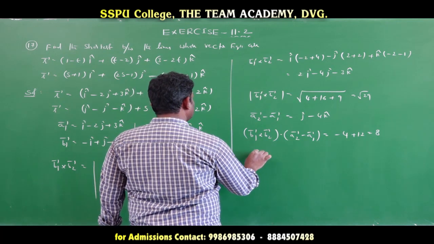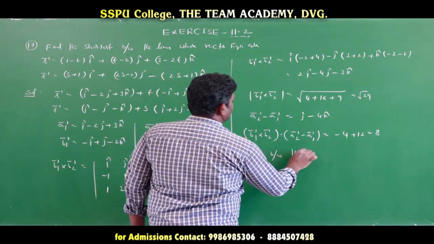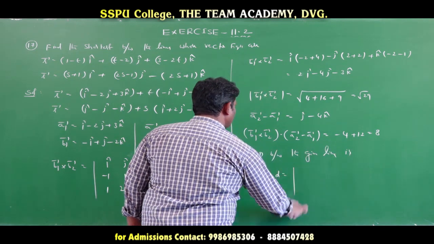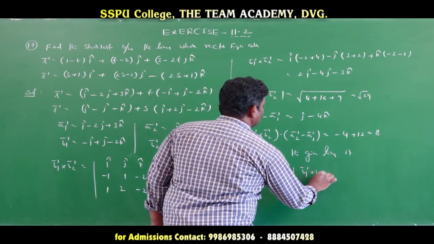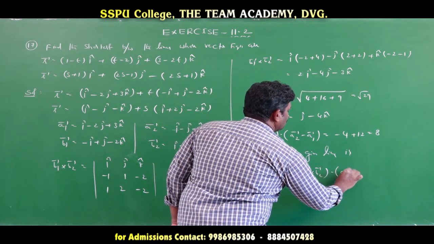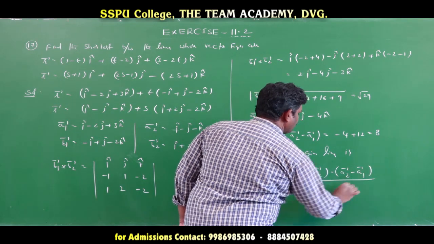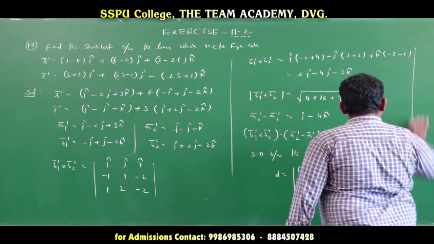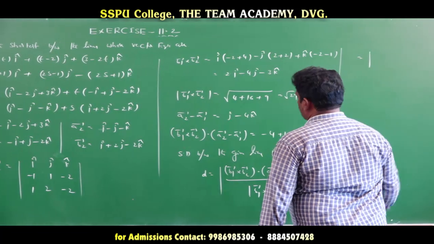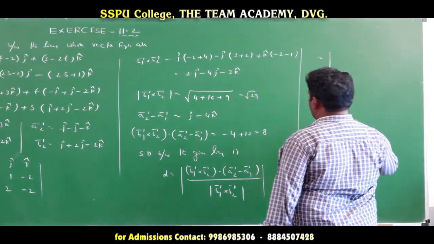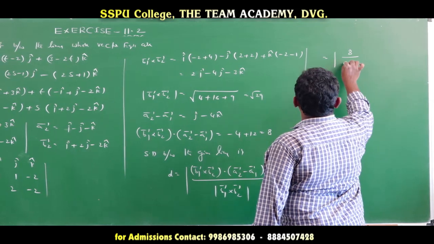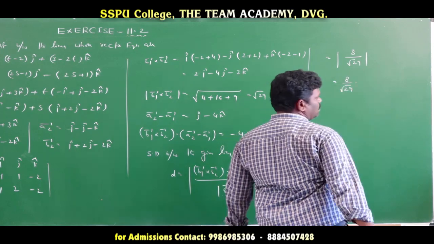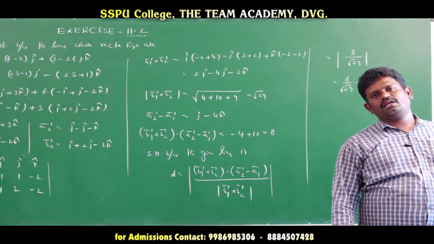Now the shortest distance between the given lines is D is equal to mod of b1 bar cross b2 bar dot a2 bar minus a1 bar by magnitude of b1 bar cross b2 bar. So that is equal to what we done, see here, magnitude of b1 bar cross b2 dot this value 8. So 8 by this value, how much, root 29. Finally 8 by root 29 square units. So that is the shortest distance between the given two lines.